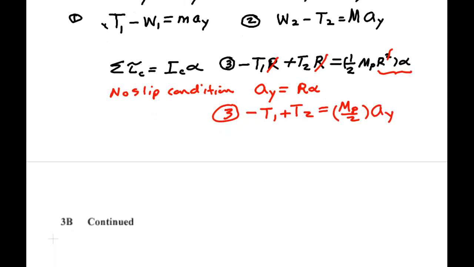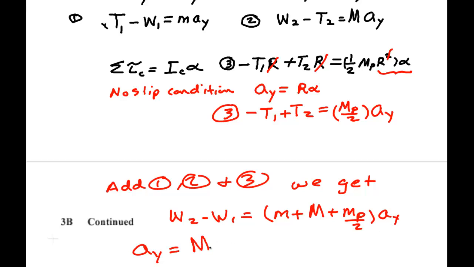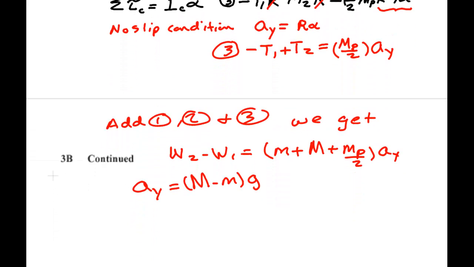So if I do that, add 1, 2, and 3, we get, well, T1 and minus T1 cancel. Minus T2 and T2 cancel. So I get W2 minus W1 is equal to little m plus big M plus Mp over 2 times a_y, or a_y is big M minus little m times g, all of that divided by little m plus big M plus Mp over 2.